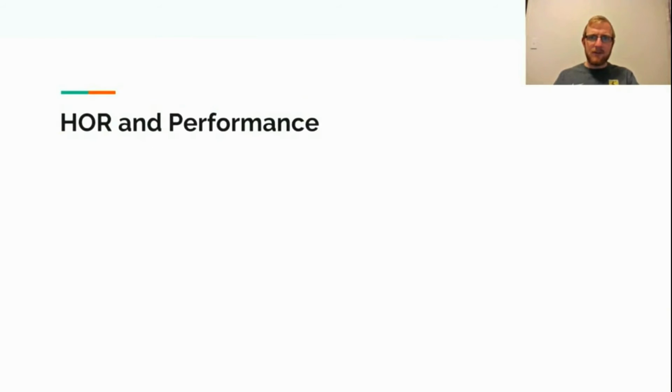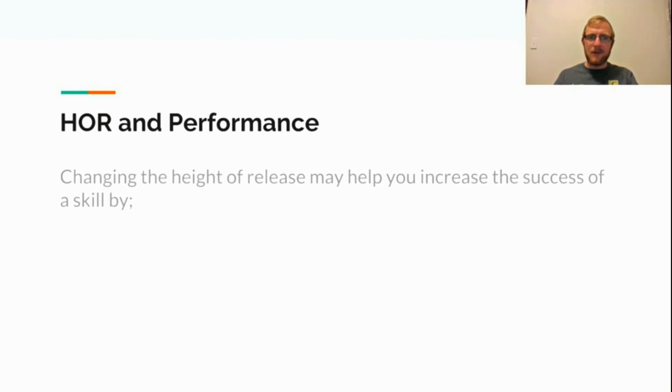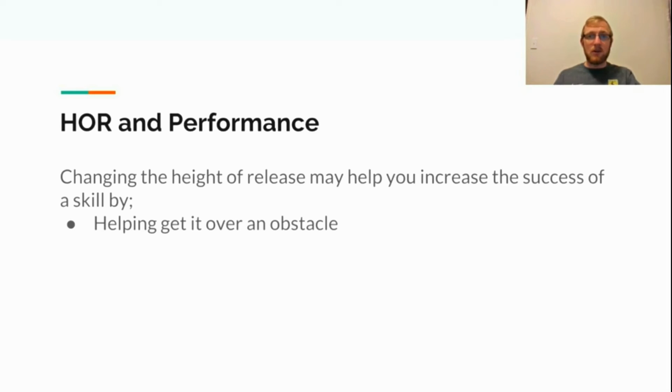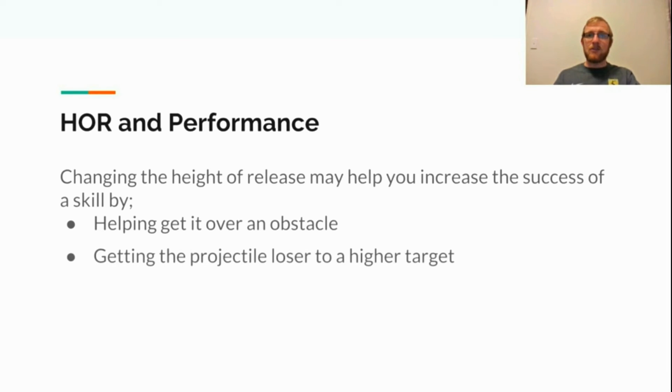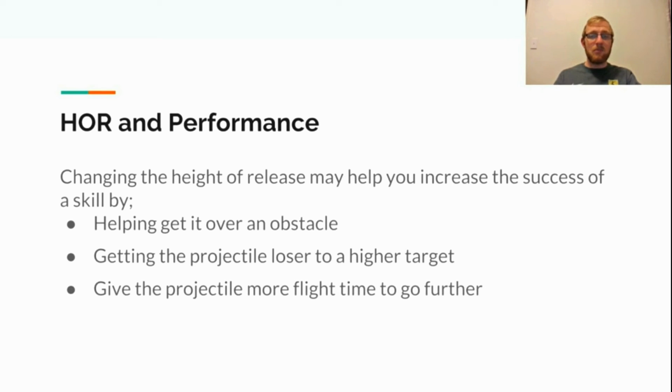So how does height of release interplay with performance? Changing the height of release may help you increase the success of your skill in the following ways. It might help you get over an obstacle. It can sometimes get the projectile closer to its target if the target is above the starting position of the projectile. It might give the projectile more flight time and therefore enable it to go further if that's what you're aiming for. And that's how projectile motion might affect various skills in terms of biomechanics.